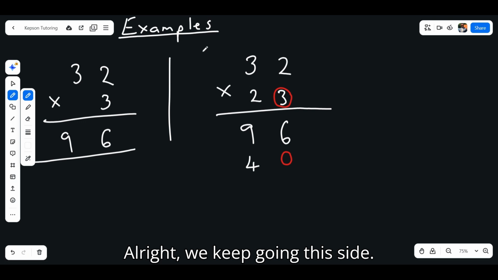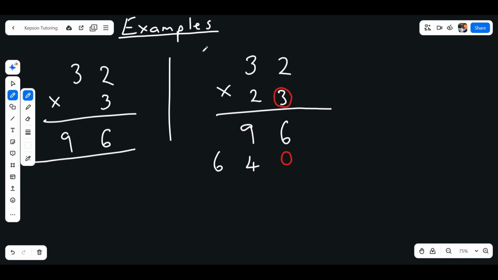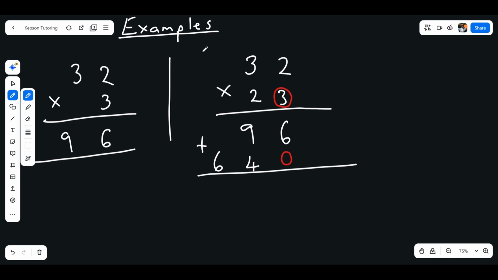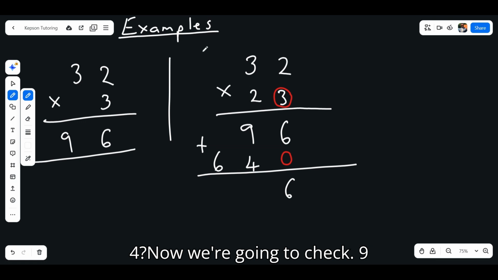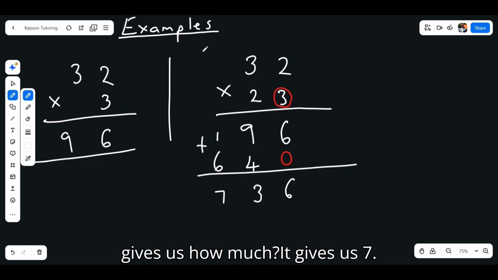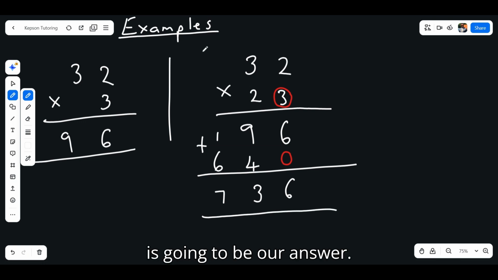All right. We keep going this side. So 2 multiplied by 3 gives us how much? It's going to give us 6. And therefore, we add our answers. So then we check. What is 6 plus 0? Gives us 6. What is 9 plus 4? Now we're going to check. 9 plus 4 gives us 13. Write 3, we carry 1. All right. So we say 1 plus 6 gives us how much? It gives us 7. Right. This is going to be our answer.